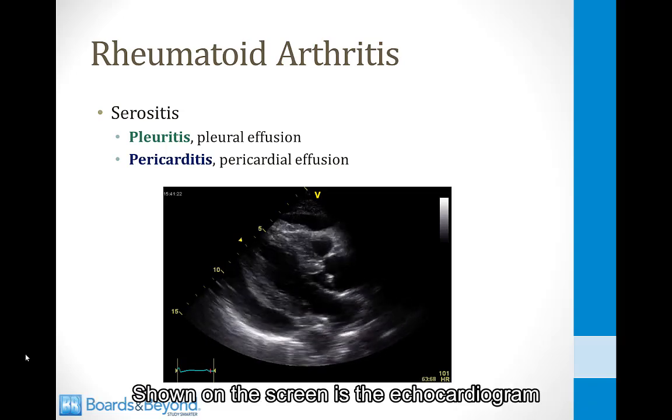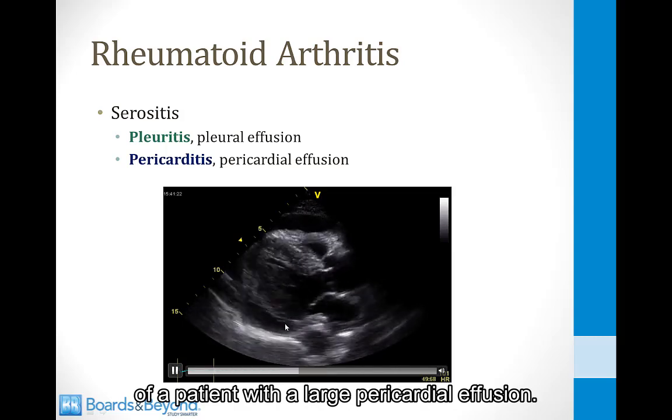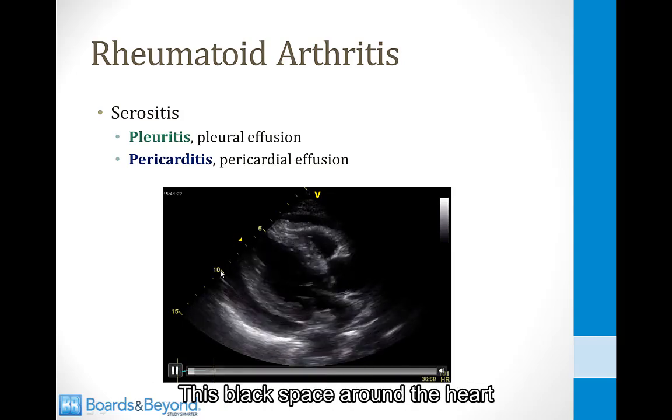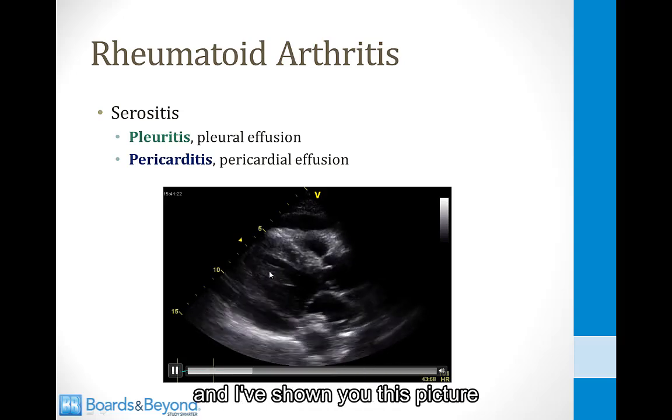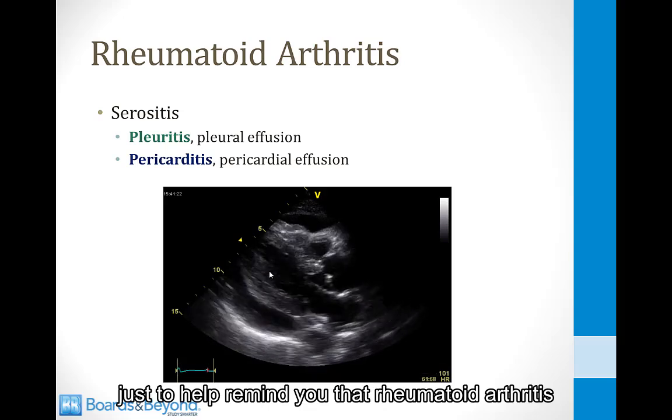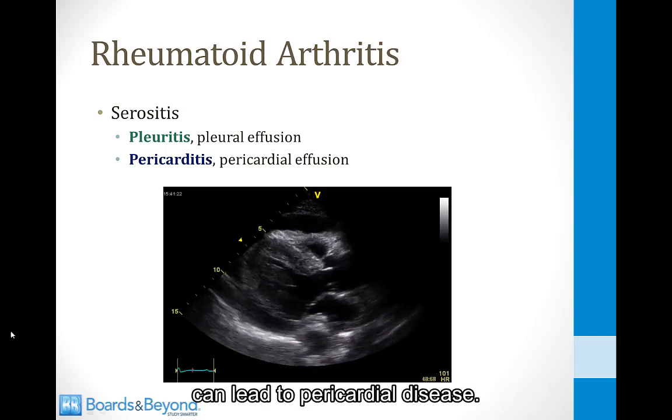Shown on the screen is the echocardiogram of a patient with a large pericardial effusion. This black space around the heart is the pericardial effusion. This is the left ventricle here. And I've shown you this picture just to help remind you that rheumatoid arthritis can lead to pericardial disease.